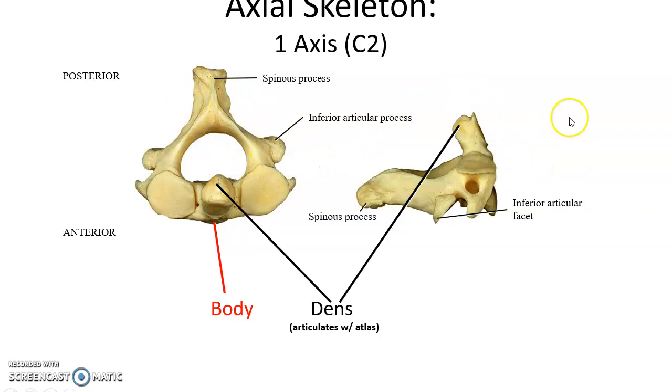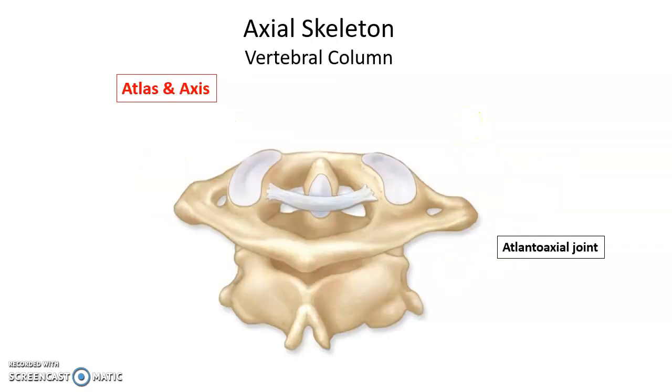C2 is also known as the axis. C2 is different from the other cervical vertebrae because it has this piece of bone sticking up superiorly called a dens. The dens forms a joint in articulation with the atlas, which then allows us to turn our head to the right and left to shake our head no.